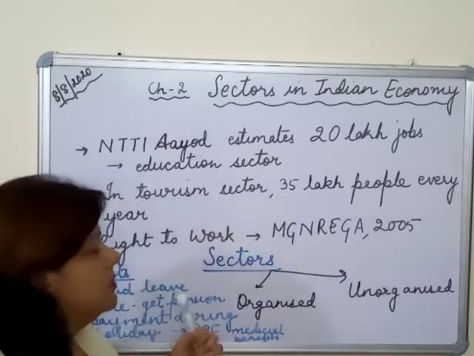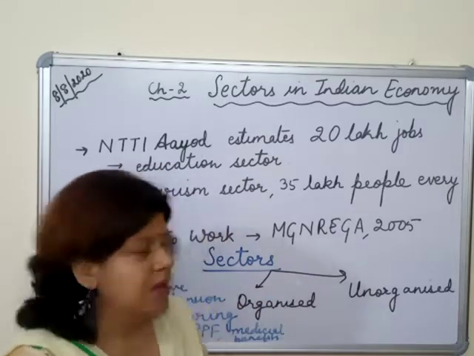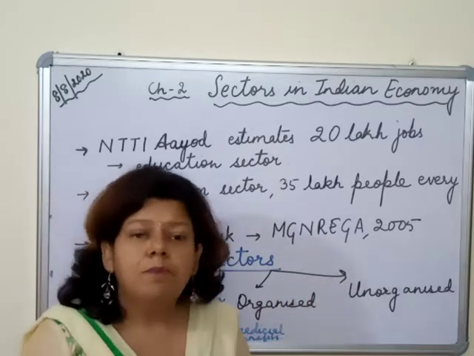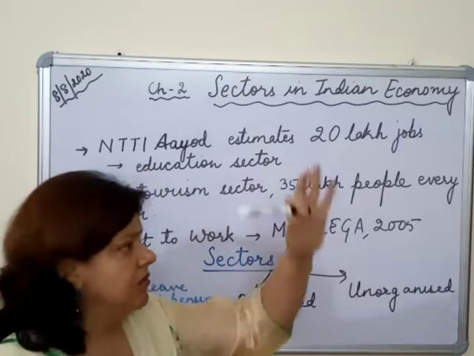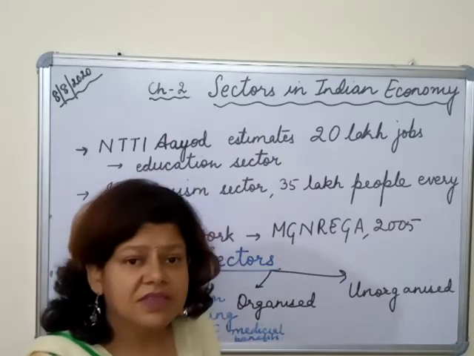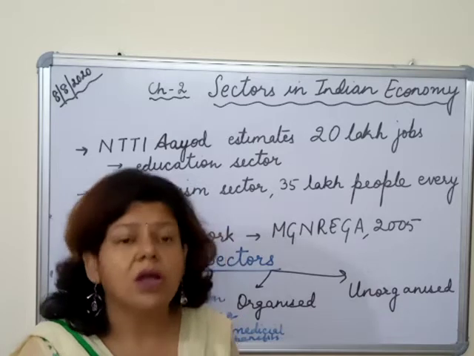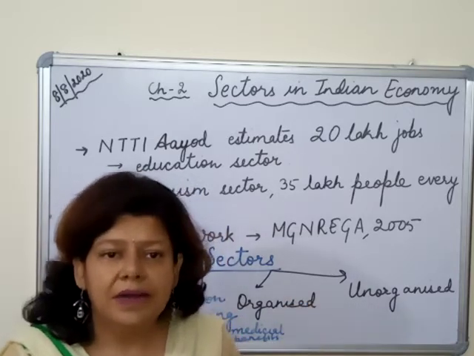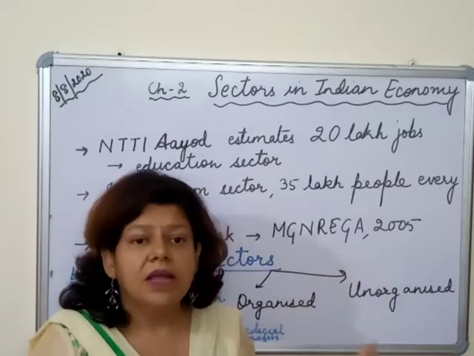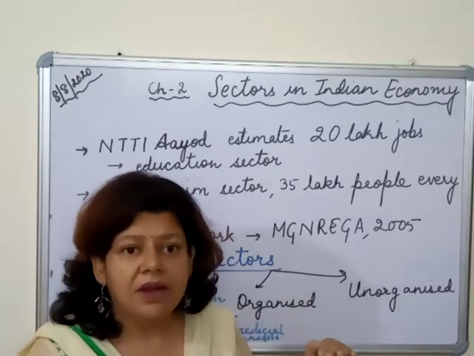Similarly, there were schemes, the right to work scheme, if you have listened, the MGNREGA scheme, that is the Mahatma Gandhi National Rural Employment Guarantee Act. The government has been supporting these farmers and laborers since the 2005 Act. They have said that those who need to work and are willing to work, the government will provide 100 days of employment to these workers, laborers and farmers, so that they can get a good standard of living. Unemployment can be eradicated.